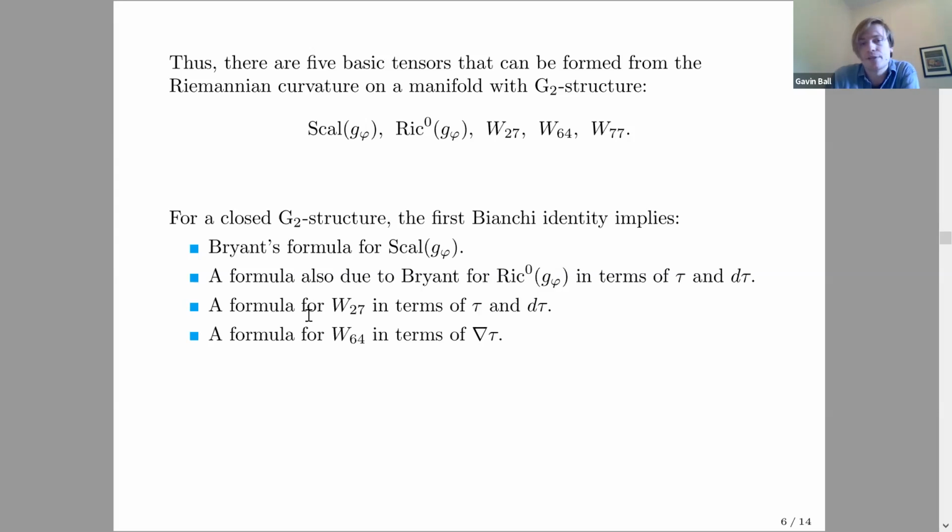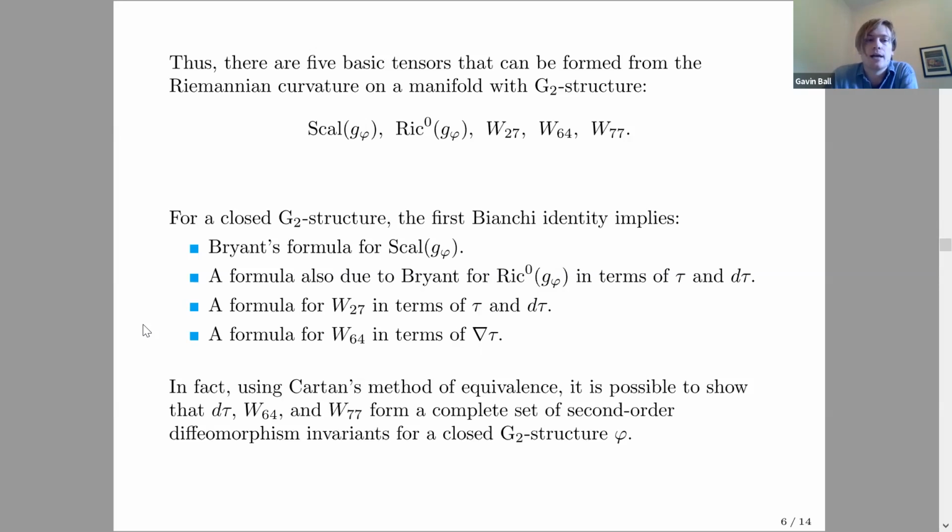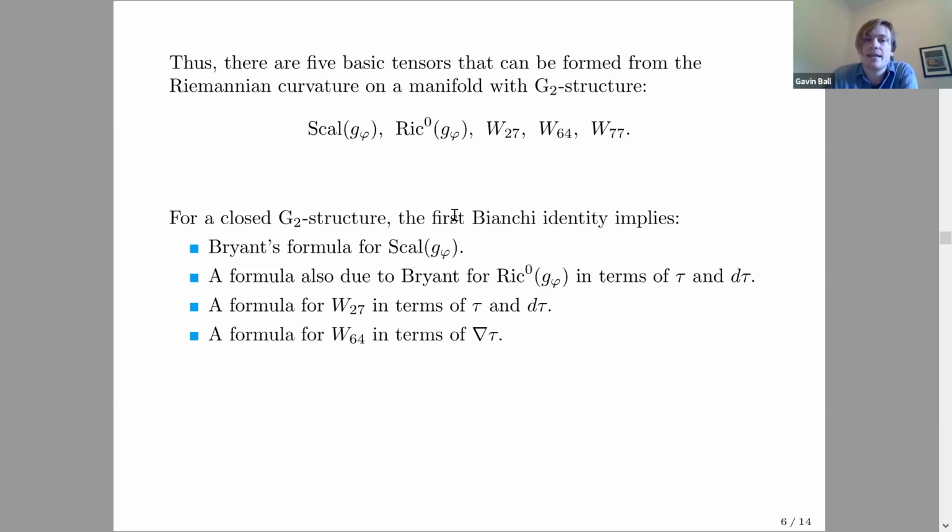And you get a formula for the 64-dimensional piece of the Weyl curvature in terms of the covariant derivative of tau with respect to some connection. And so in fact, the only thing that isn't determined essentially by tau or its derivatives is this W77. And this W77 is exactly what the curvature of a torsion-free G2 structure looks like. So everything else can be described in terms of tau and kind of derivatives of tau.